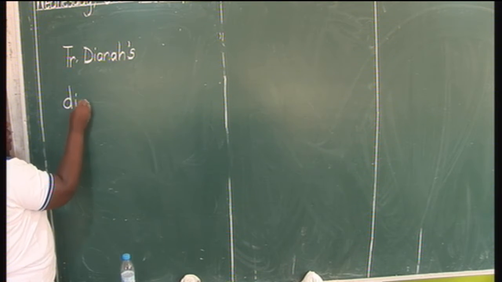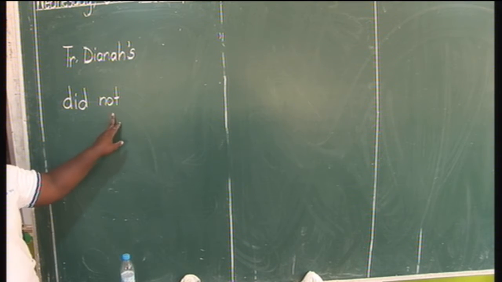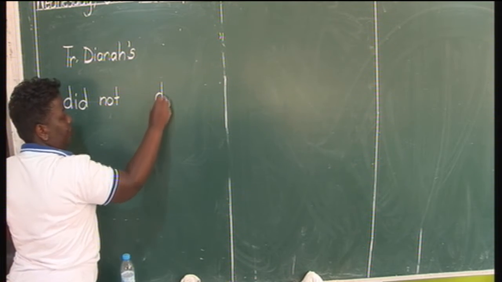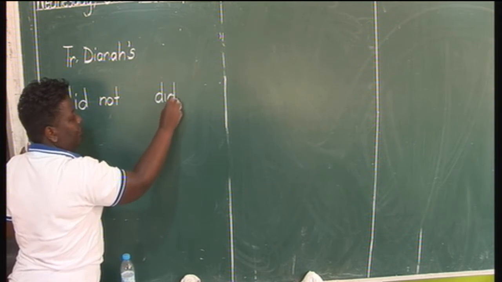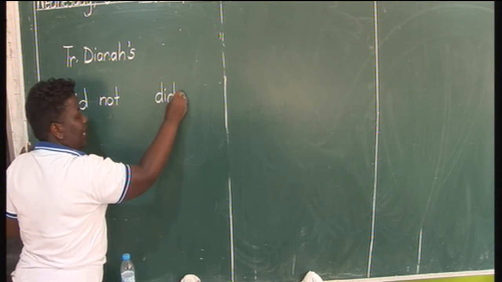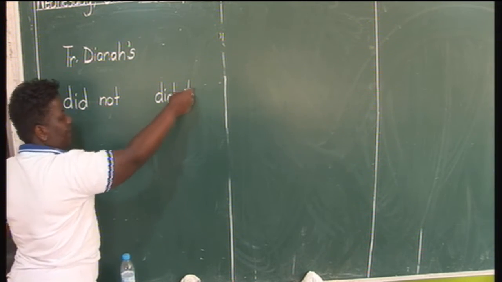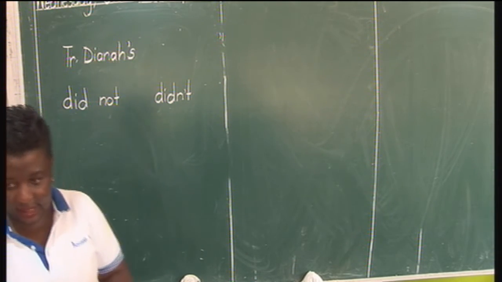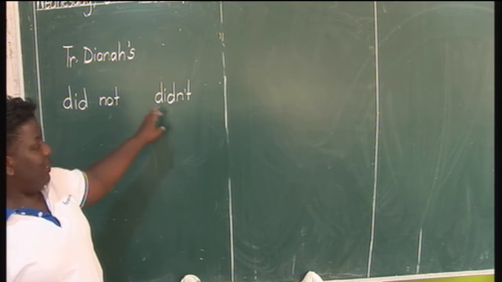Did not. These are two words. If you want to write the short form of these, then we shall use an apostrophe sign. Did not is the same as didn't. I did not eat food. I didn't eat food. You write did, you write N, don't space. Write an apostrophe sign and then T. When writing short forms, you will find that some letters are eliminated. Some letters have been dropped. So, did not, didn't.